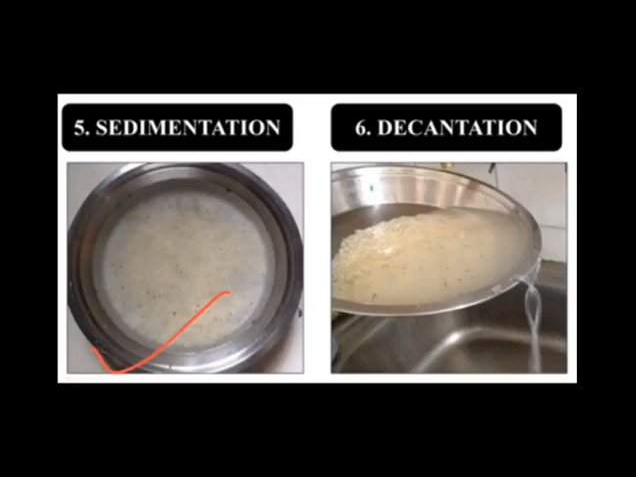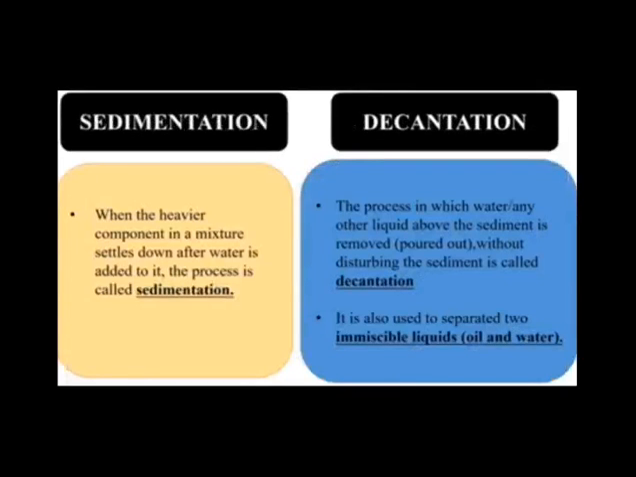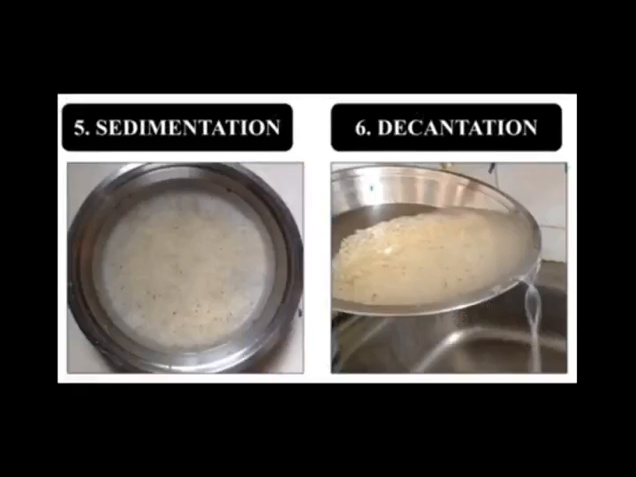So this process of separating the mixture, where the impurities float on the top and the rice grains settle down, is known as sedimentation. So when the heavier component in a mixture settles down after water is added to it, the process is known as sedimentation. So here the heavier component is rice which settles down, and the lighter components are the impurities which float on the surface of the water. So the process is known as sedimentation.